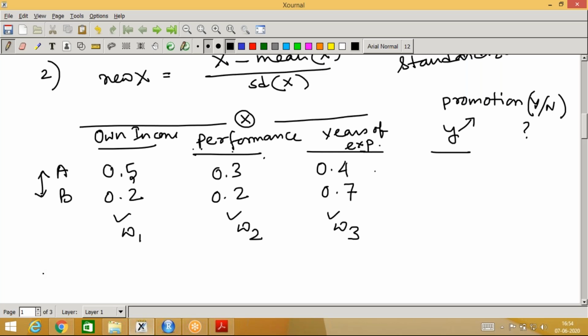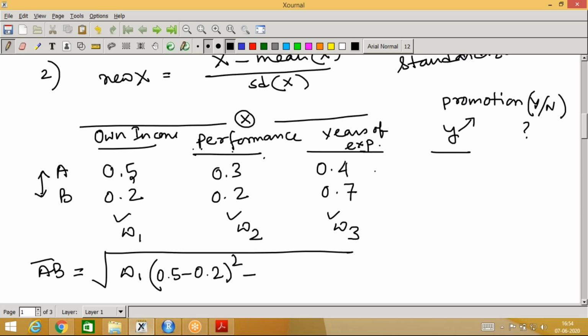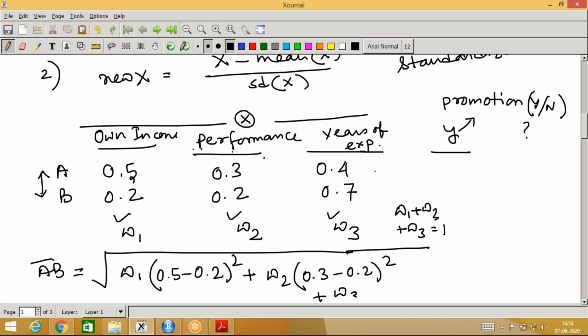So then in that case, we measure the distance between A and B as W1 into (0.5 minus 0.2) squared, plus W2 into (0.3 minus 0.2) squared, plus W3 into (0.4 minus 0.7) squared, divided by W1 plus W2 plus W3, which adds up to V1. So basically, we take a weighted average. Fair enough?